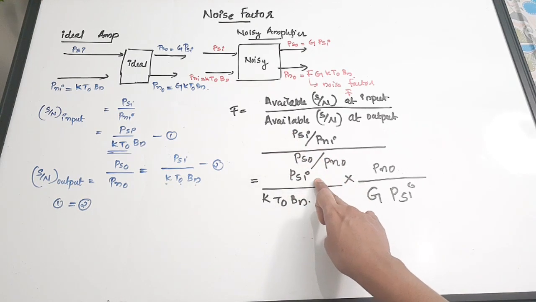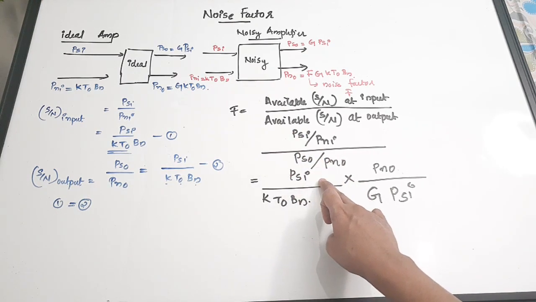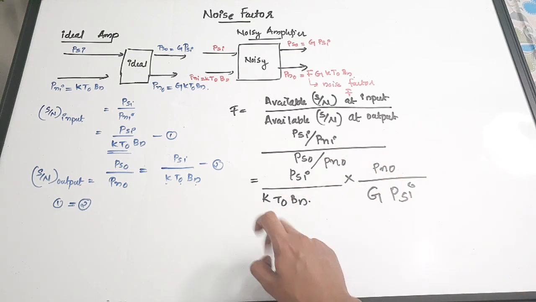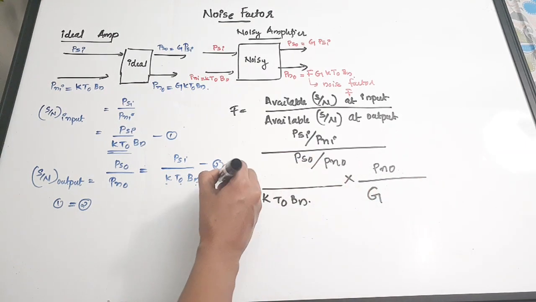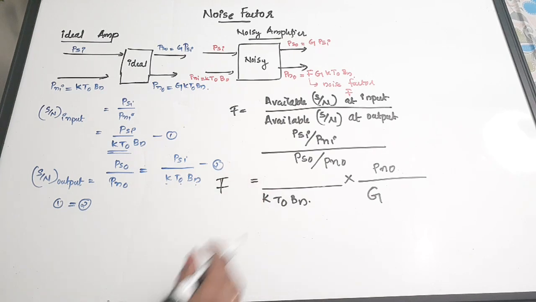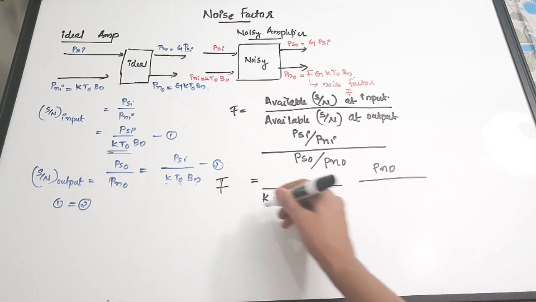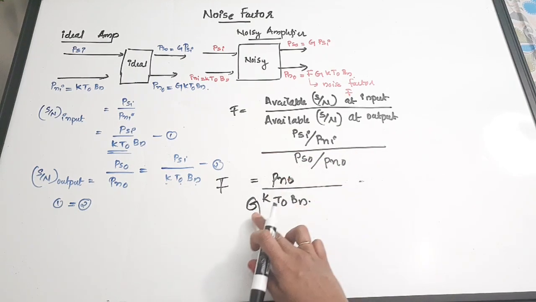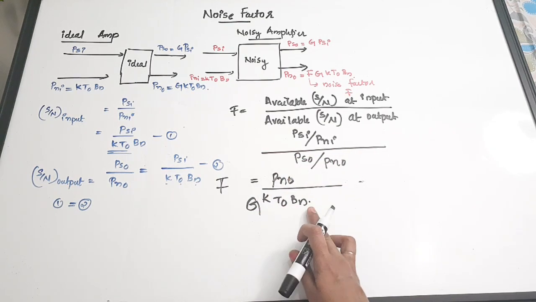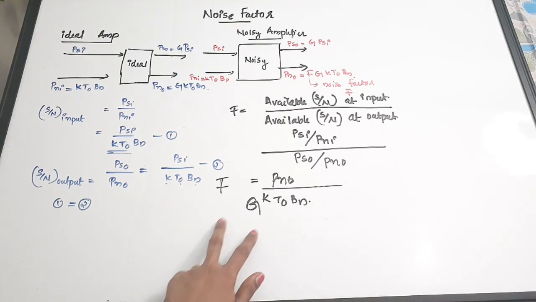PSI is, its value is PSI itself. PNI we have taken as KT0BN. Okay. Next, here we can cancel out these terms PSI and PSI, and the noise factor F we'll get as Pn0 by G, that is Pn0 by G into KT0BN. So this is the equation for the noise factor.